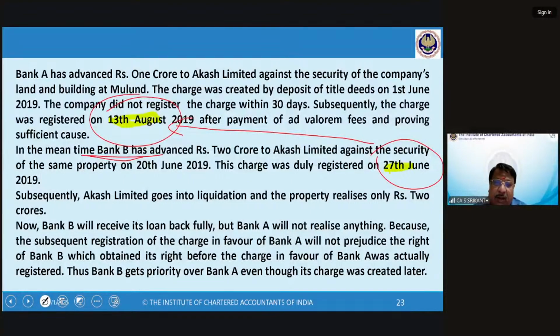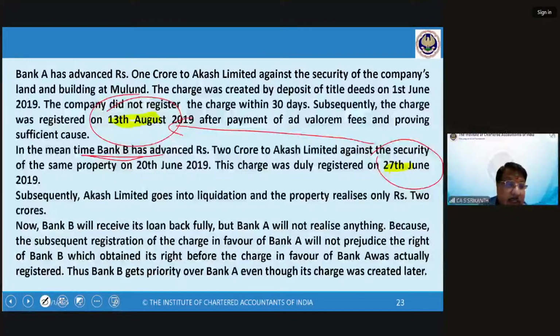If you are an employee of bank A, you will get unhappy. But whose fault is it? Company's fault, definitely. Then bank A, what were you doing? It is your interest to protect. Now you understand why I'm saying if you are employed by a private bank, and if you're in charge of this part of the work, see, if you're going to be in treasury or in market or in derivatives, no problem, yeah. But suppose you're in charge of credit, lending, then you are also equally responsible. Now, bank B will receive its loan back fully, but bank A will not.